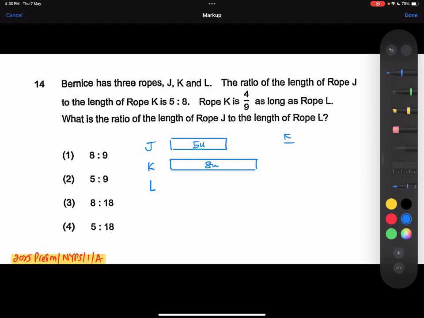Now K to L is equals to 4/9, 4U to 9U. However, we have our K as 8U, so let's convert this to 8U over 18U. Right, just multiply by 2. Right, so now we know K is 8U, so L will be 18U.